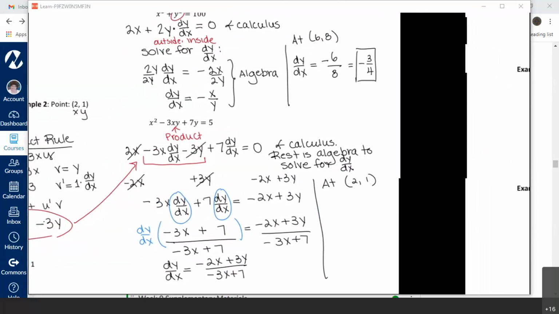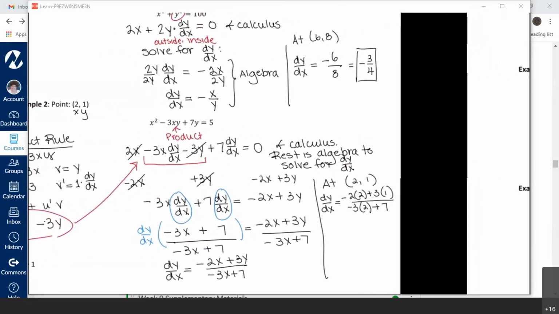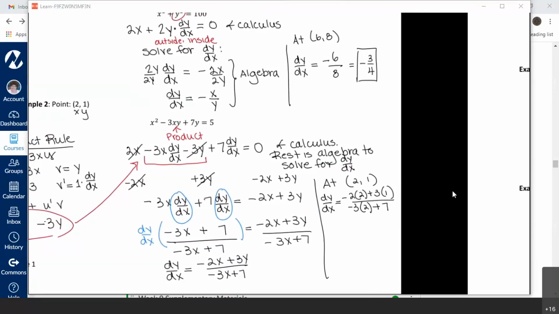Okay, so I'm just going to plug in the values they gave me for x and y. So I have minus 2 times 2 plus 3 times 1 over negative 3 times 2 plus 7. Everybody understand what I'm doing here: I'm taking the ordered pair they gave me, the point on this curve, and I'm evaluating the derivative at that point.